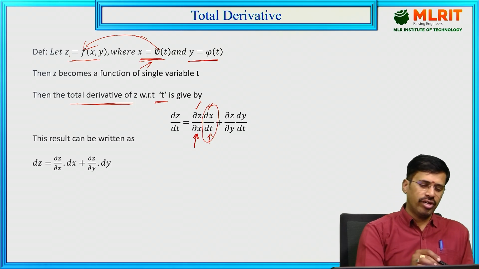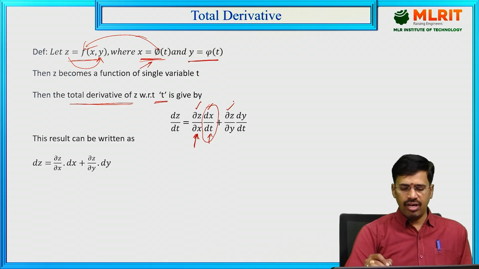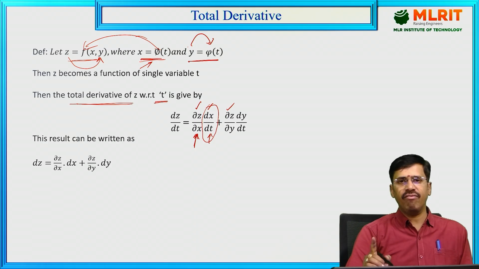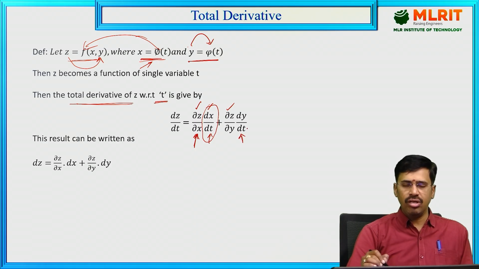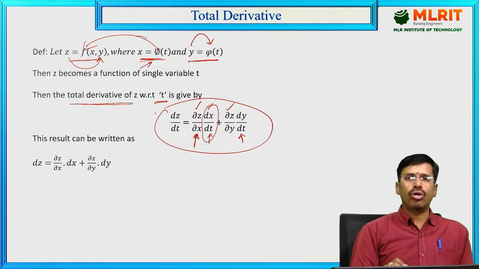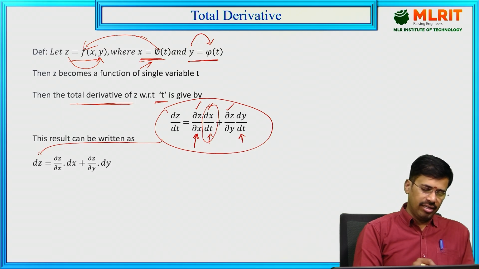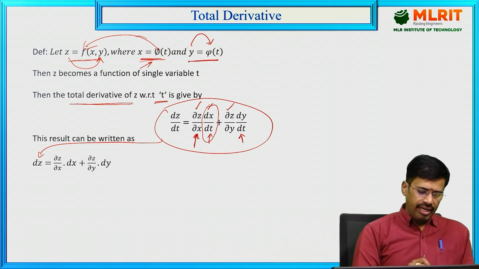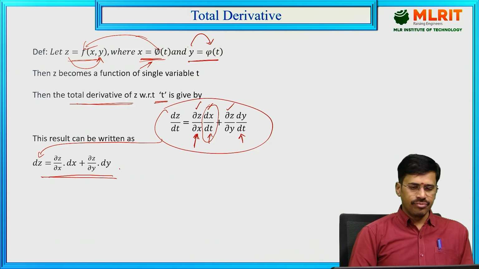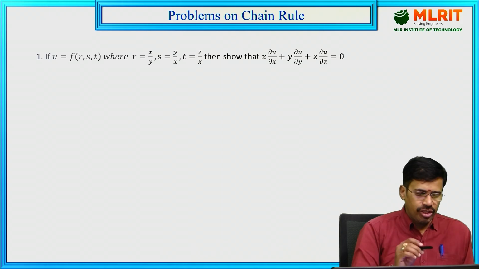Again, z is also a function of another variable, say y. I will write dou z by dou y. But y is a function of the single variable t, so I can write into dy by dt. This is not dou y by dt, it is dy by dt. This result is called the total derivative of the function z. This can also be written in differential form as dz equal to dou z by dou x into dx plus dou z by dou y into dy, right? Now let us see a few problems on this chain rule.